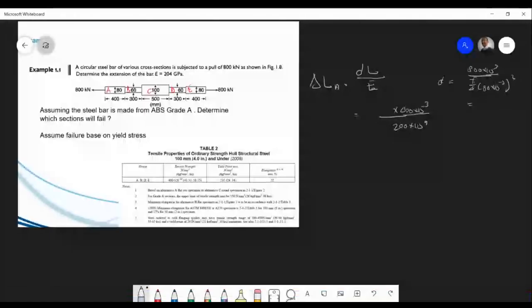What's that stress there? 800 kilograms is a big amount. It's not a joke. My stress value is 159.15. Still within the elastic region, it seems.